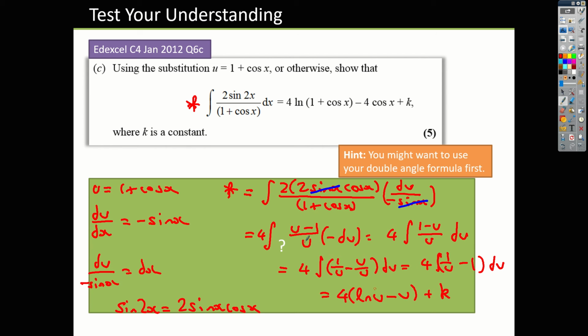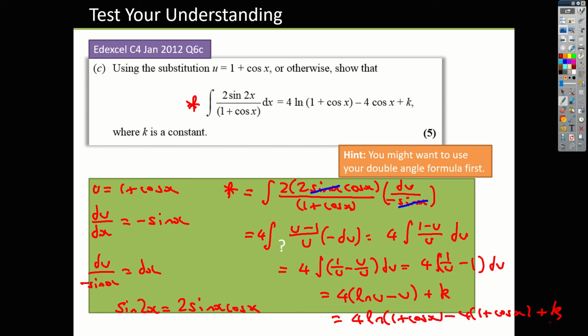And then the final step is to put the u expressions back to x expressions by undoing the substitution, but that's going to look exactly as it does over here. Okay, so the final step is to rewrite as 4 ln 1 plus cos x, distributing the 4 minus 4 times another 1 plus cos x, and then plus k, and we're done.